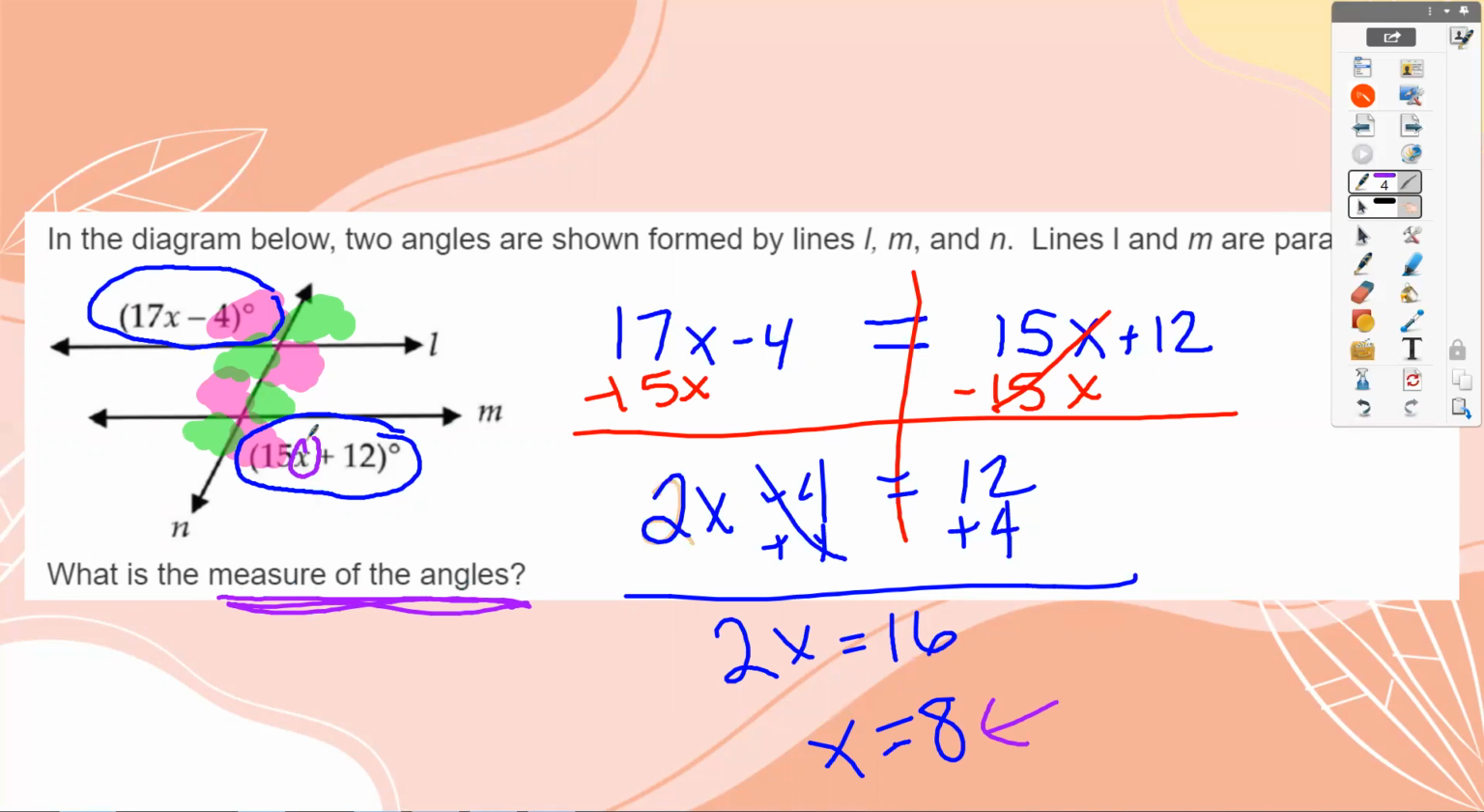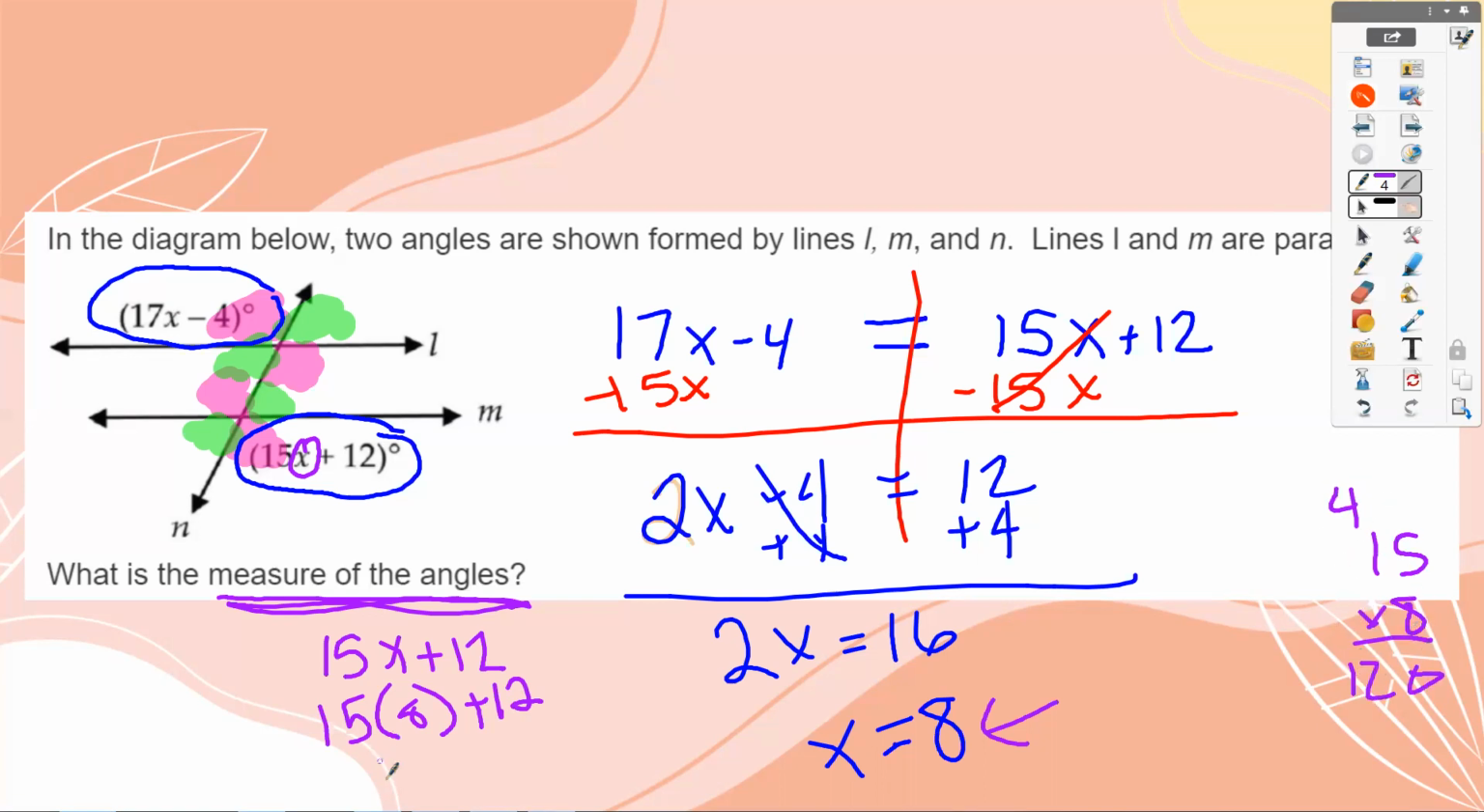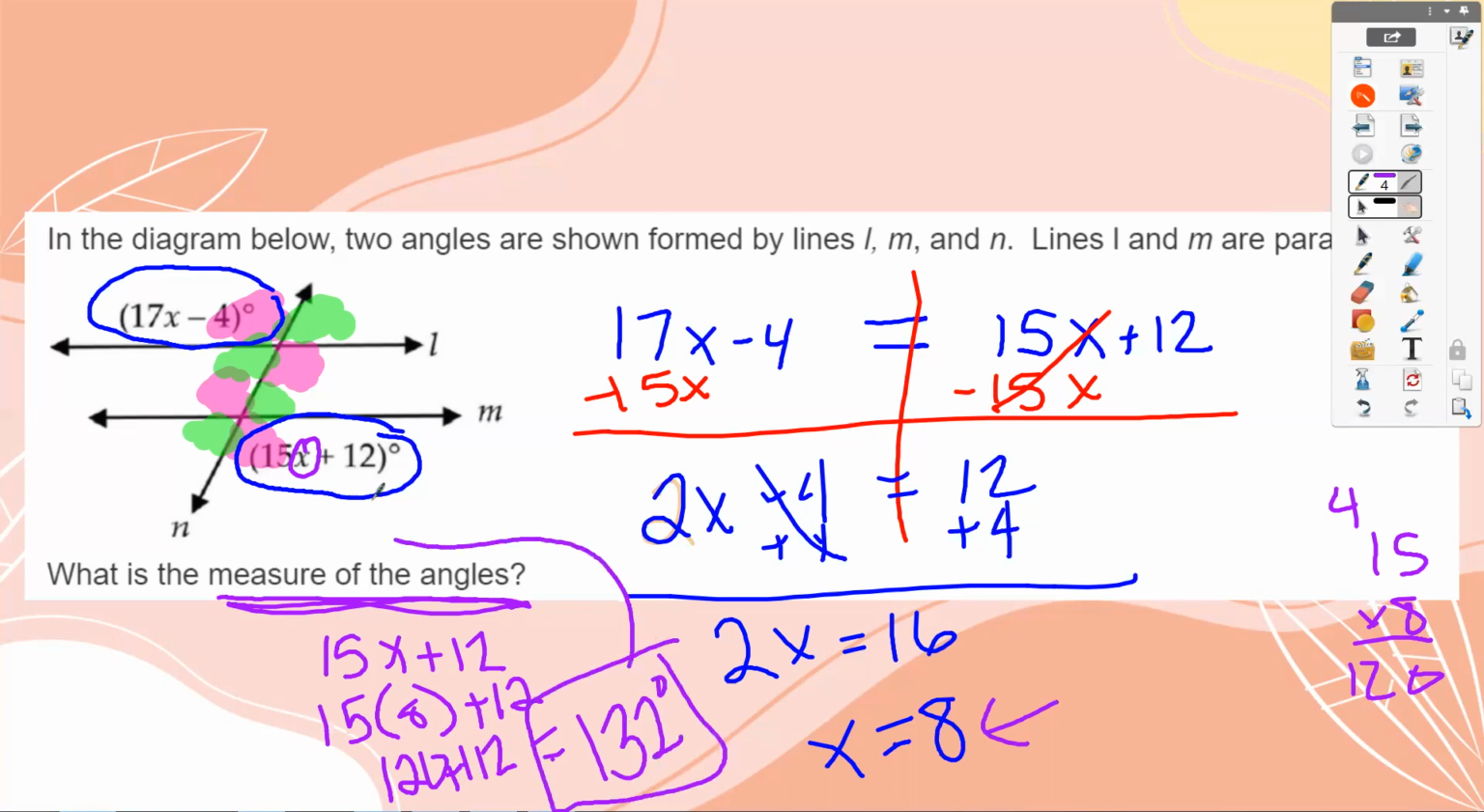If I want to plug 8 in for x on the bottom one, I would say 15x plus 12. I'm gonna change x to 8, and then solve. Still don't have my calculator. So I get 120 plus 12, so I get 132. And I can look at that and say, well, it's obtuse, so my answer of 132 is probably correct.